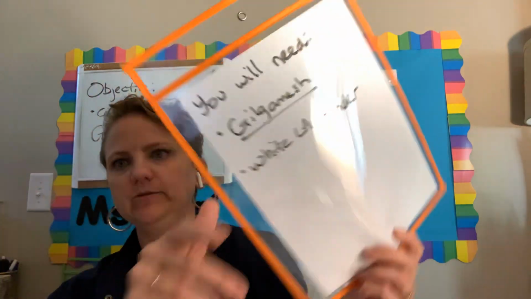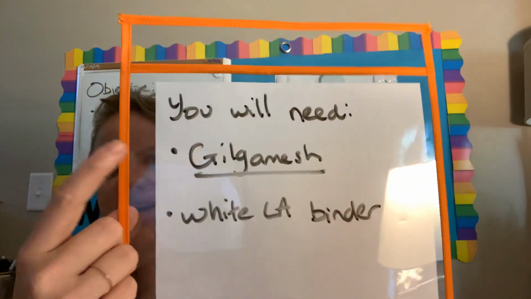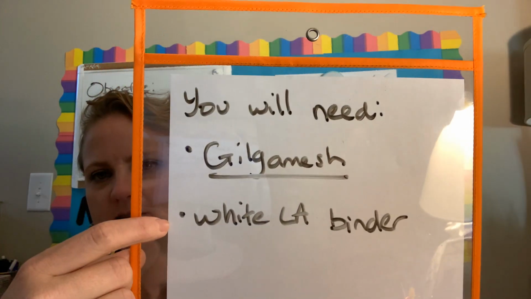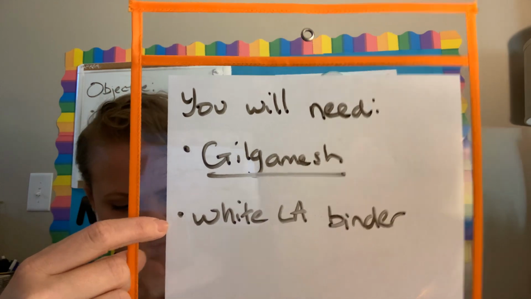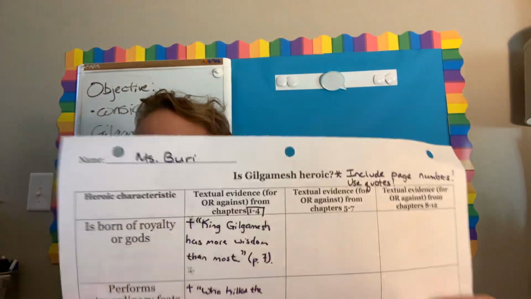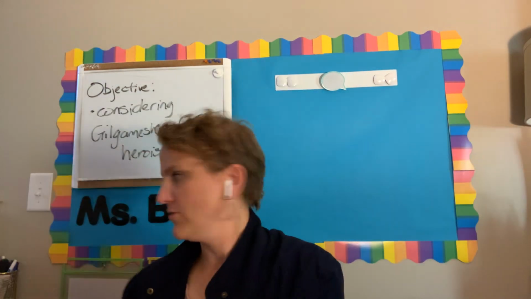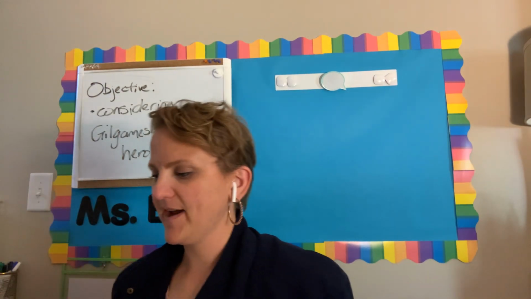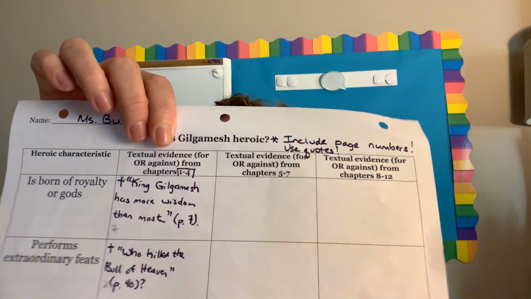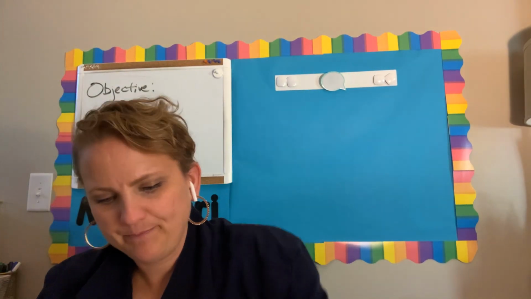As we get into today, we're going to need our copy of Gilgamesh and our white binder. More specifically, we need to get our copy of this chart because we're going to continue working on that. So once you get your white binder, get your Is Gilgamesh Heroic chart out. We're going to pick up.